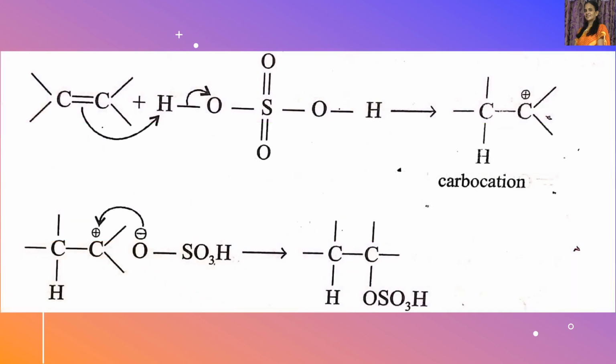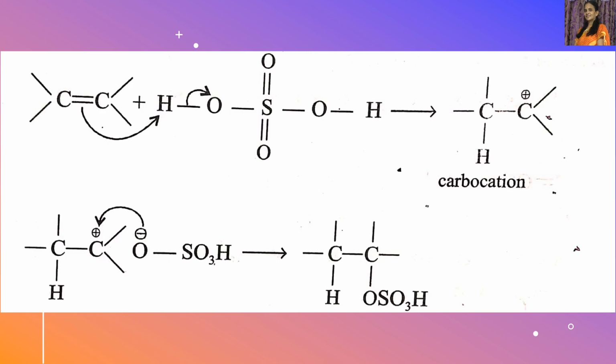Now let us consider the steps involved in this reaction mechanism. In the first step, the pi bond of this alkene abstracts the proton from sulfuric acid. The proton forms a bond with one doubly bonded carbon. The other carbon gets the positive charge with three sigma bonds. This is nothing but a carbocation or carbonium ion. What is a carbonium ion? It is an ion in which carbon bears the positive charge. This is a carbonium ion or carbocation.